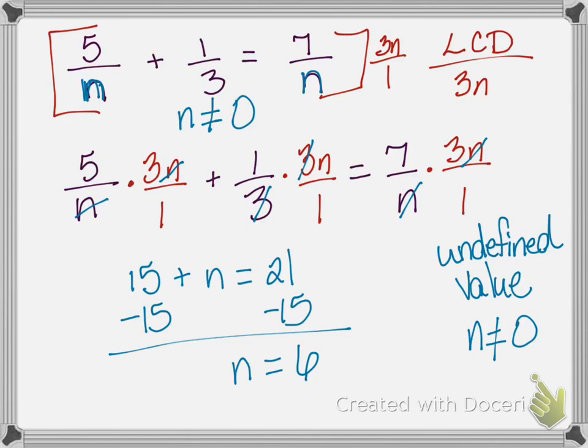Because if I plugged 0 in for n, here I would get 5 over 0, and that's not allowed. What would I get right here if I plugged 0 in for n? I would get 7 over what? 0. Okay, and that's not allowed. So my undefined value is 0. So is n equals 6 okay? Yes. Okay? Here we go.